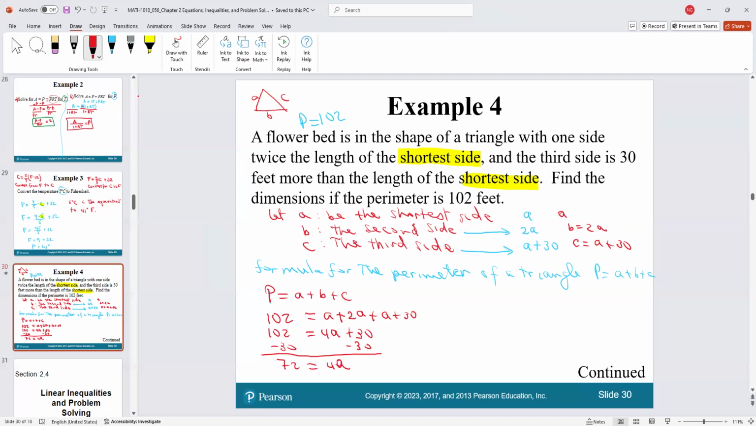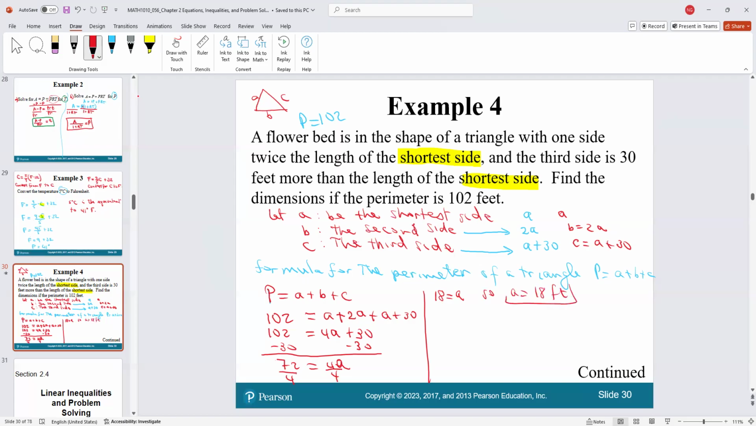Now we only want A. We need A on the right. We need to divide both sides by 4. So we end up having 72 divided by 4. Let's see, that gives 18. So the shortest side, so A is 18 feet.